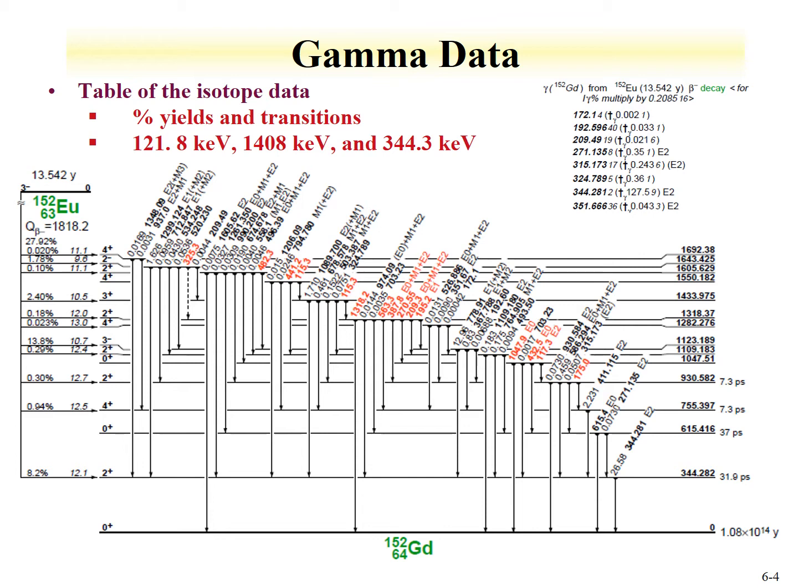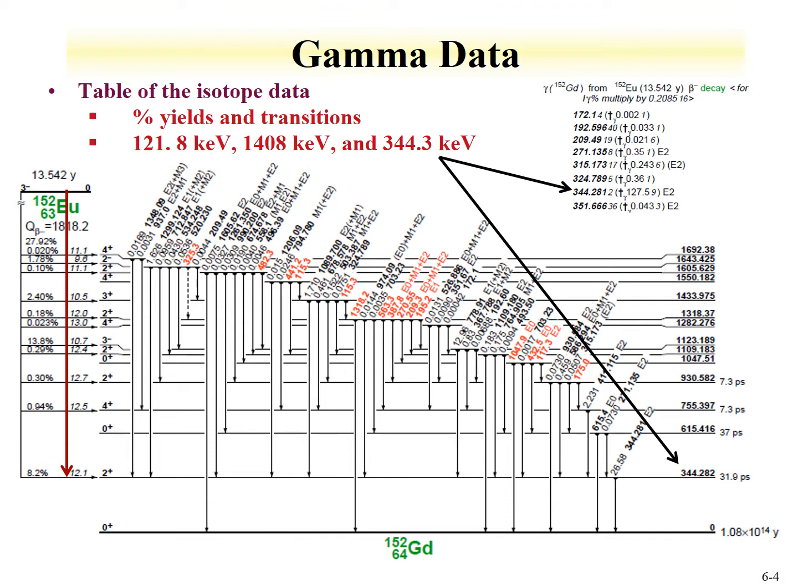Now if we look at some table of the isotope data, we can get percent yields and transitions for gamma decay from this data. We see here's europium-152 decaying by beta emission, going to gadolinium-152, and from the chart of the nuclides, we know that there are 3 main gamma decays. And if we explore the data as we've shown in the table of the isotopes, we can find the gamma decay for this 344 keV. So when europium-152 decays to the gadolinium-152, it goes to this excited state. This excited state is 344 keV above the ground state.